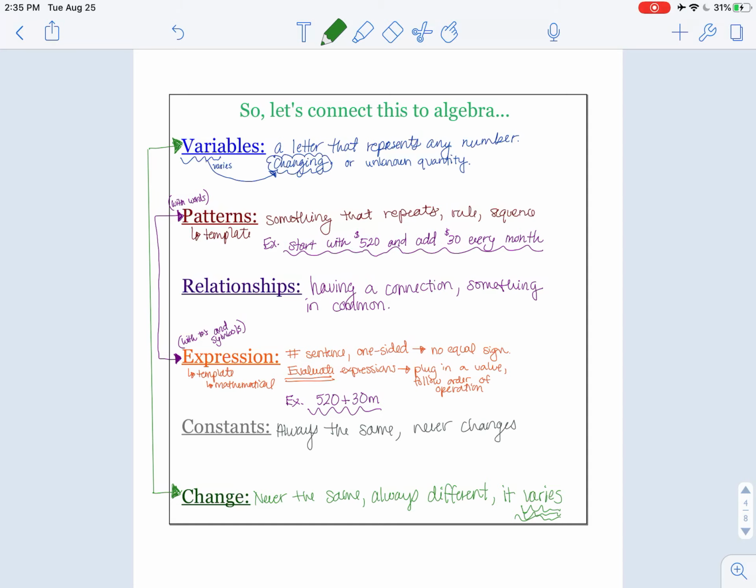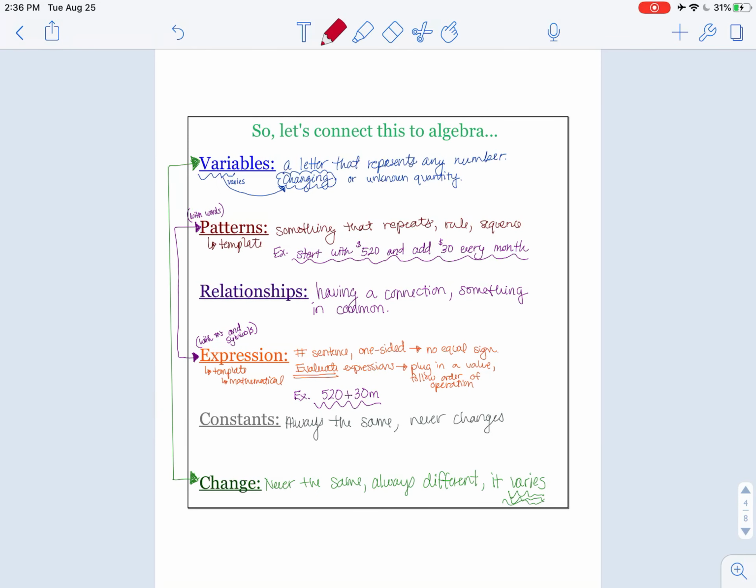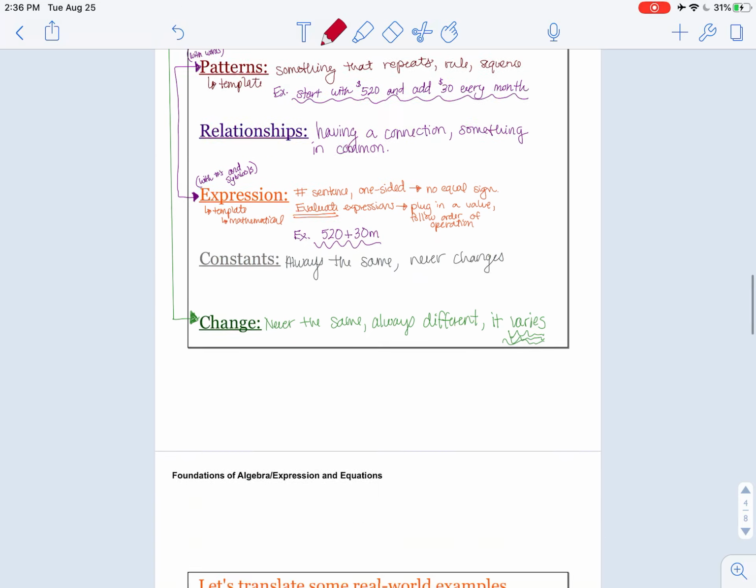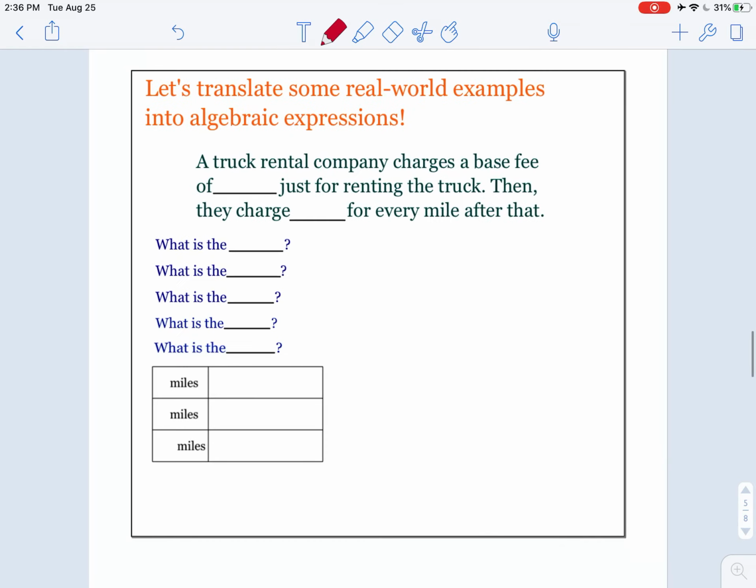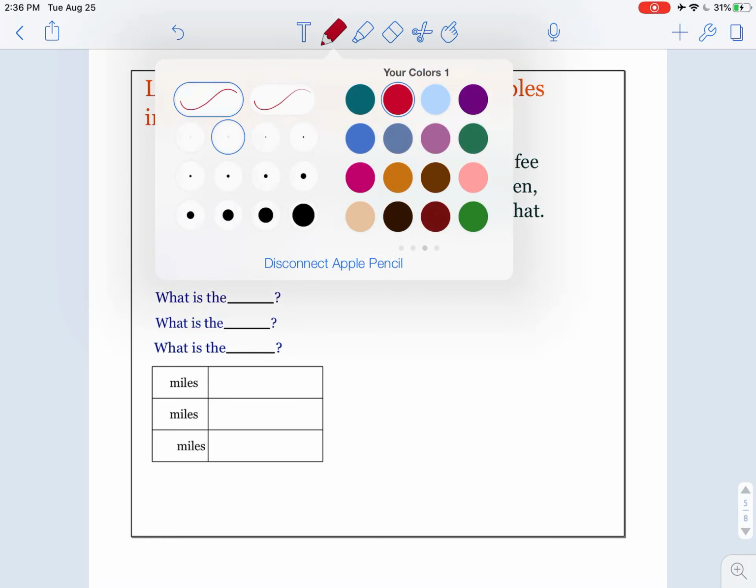You might have also said, but I noticed some other relationship between constant and change. And the relationship being that they're opposites, right? One is always the same and one is never the same. And that's a good relationship to notice because they are two very different things, two very different values and words. So let's keep that in mind. We're going to now translate this to some real world examples, all right? So you are going to be able to identify these vocabulary words within a real world context.